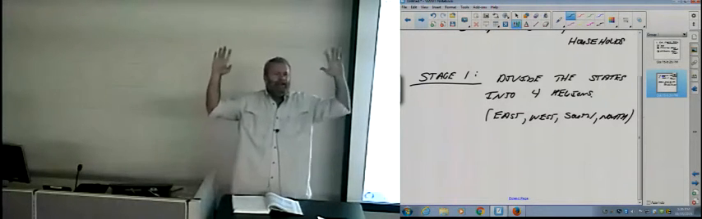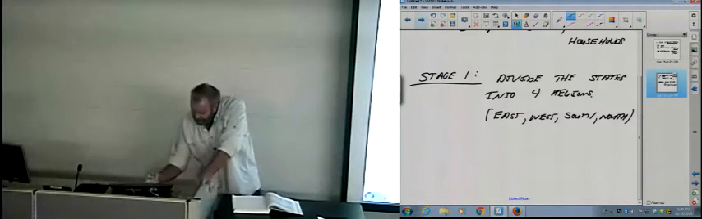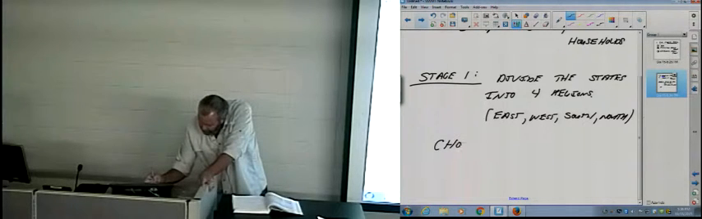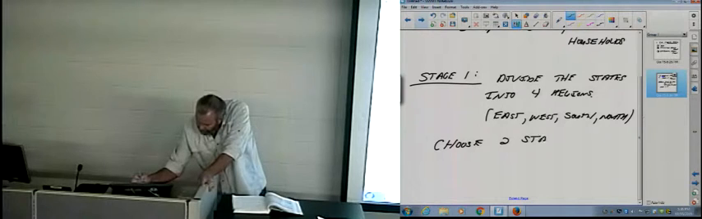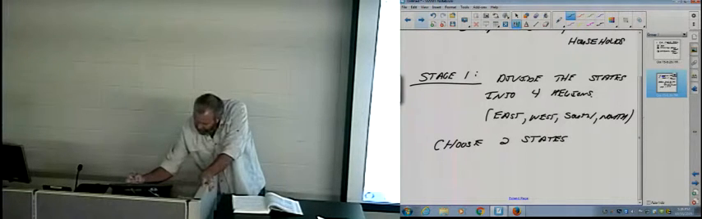Just so that I get coverage everywhere, I'm going to choose 2 states from each region.